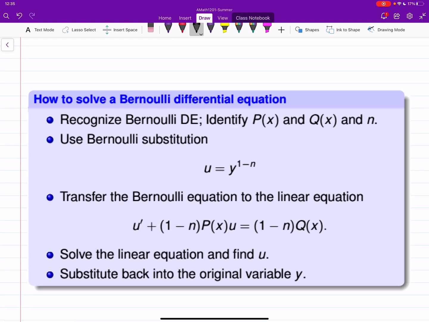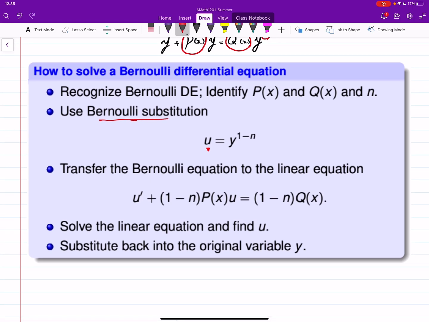So the first thing is that you have to recognize a Bernoulli differential equation. Remember, it was like y prime plus capital P(x) times y equals capital Q(x) times y to the power n. So you have to know three things: what is this, what is that, and what is that n? When you know that it is Bernoulli, then you can go ahead and use the Bernoulli substitution. What is the Bernoulli substitution? We define a new variable u to be equal to y to the power 1 minus n, the n which introduces the nonlinearity to our equation.